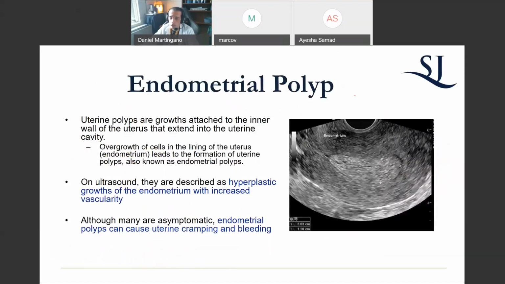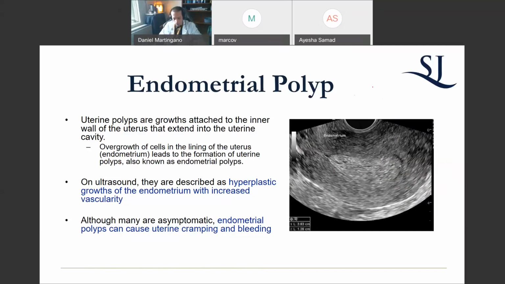A lot of times when you're on your surgery or medicine rotations, you'll deal with colonoscopies, and there'll be colonic polyps, right? Polyps could either be benign or they can be associated with a carcinoma. For us, endometrial polyps are by and large usually benign.